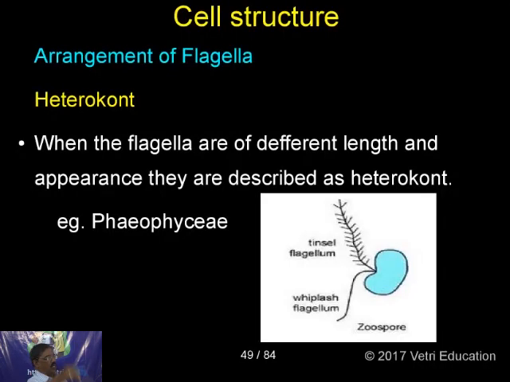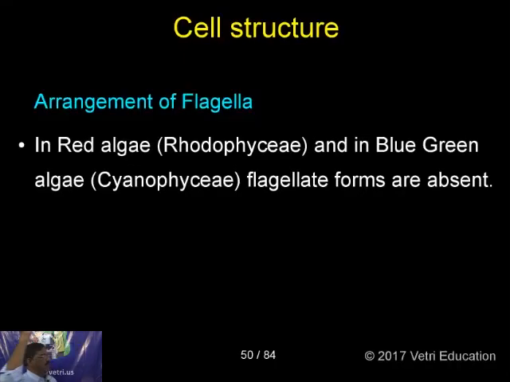Next, heterokont. If having two types, one whiplash and another tinsel, that is called the heterokont condition, which you can find in Phaeophyceae members. You can find here a whiplash type and this one a tinsel type. Regarding the arrangement of flagella, in red algae, Rhodophyceae, and blue-green algae, Cyanophyceae, flagellate forms are completely absent.